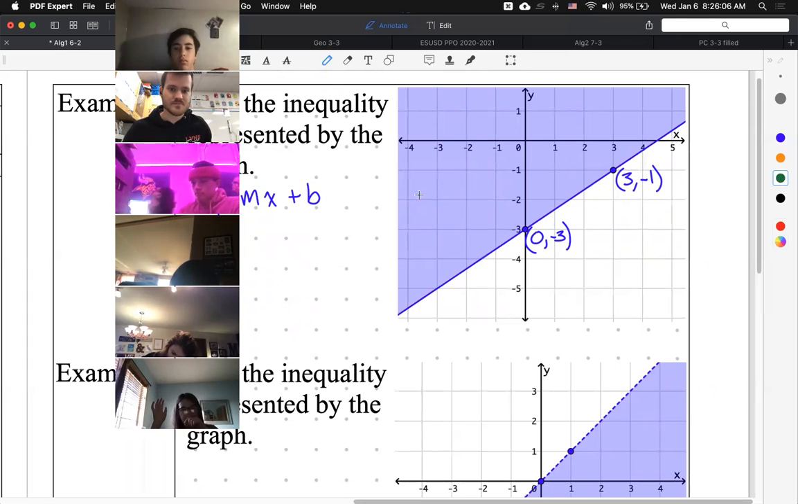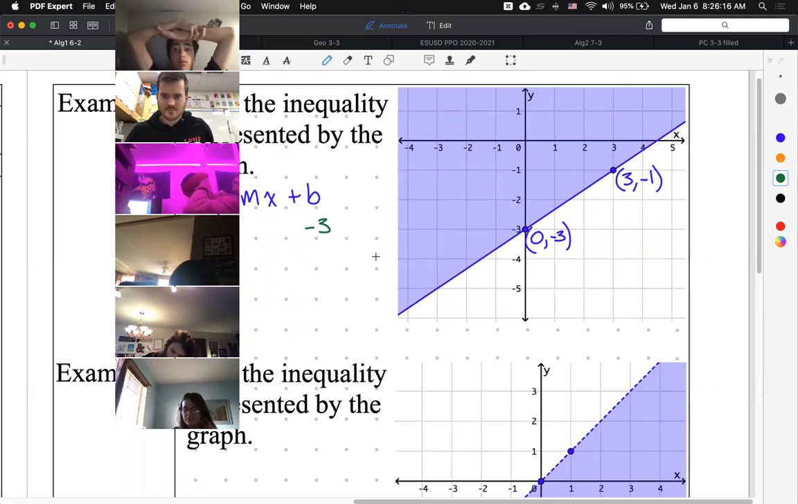B is -3. Perfect. So -3, can you explain why, just really quickly? Because it's the y-intercept, and that's where the line touches the y-axis. Perfect, yeah, so the y-axis right here, there it is, -3. Thank you. What about the slope?